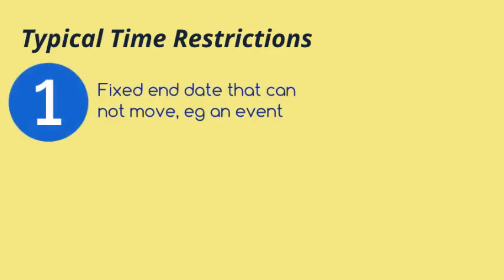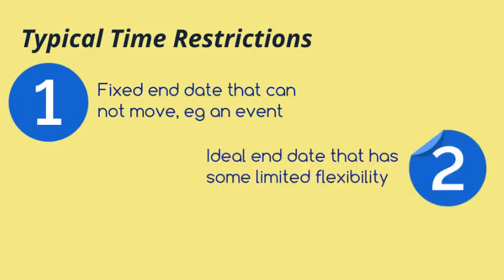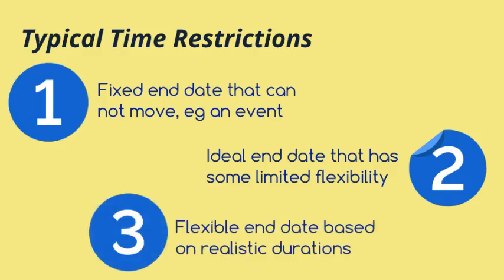So moving on to our prelim time estimates now. There are 3 common scenarios for a project end date. Scenario 1 is a fixed end date that cannot move, such as an event like New Year's Eve or the Olympics. Scenario 2 is when there is an ideal end date, but it does have a little flexibility. This is fairly common in the building industry. Scenario 3 is a project that can finish whenever it does based on realistic durations. You might think this sounds like common sense, but it isn't as common as you would expect.